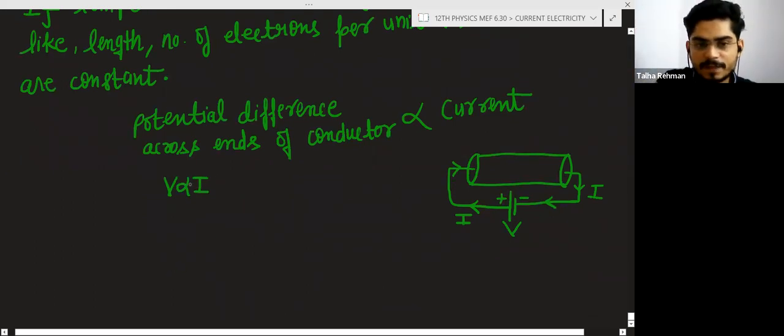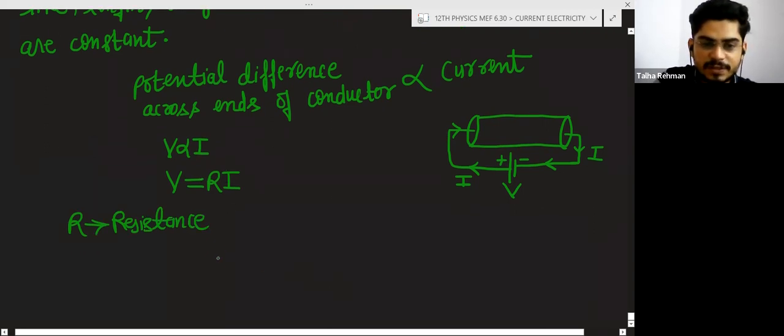And when you remove this proportionality sign, you will get a constant R. R is a constant here, and this R is known as the resistance. R is known as the resistance of conductor or wire. R is the term, and generally we write Ohm's law as V is equal to IR.